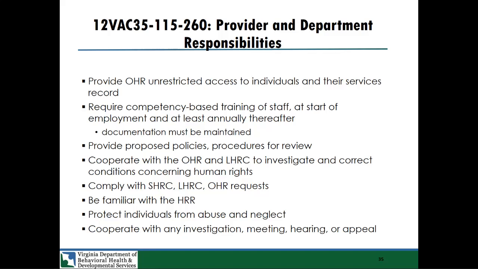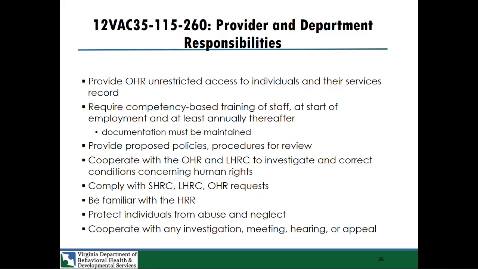Also, you'll see here on your screen, the regulations are documented as stipulating your responsibility to be familiar with the human rights regulations. So therefore, all providers should know where to get the regulations, and they should have general understanding of the regulations. We here at the Office of Human Rights are, of course, here to answer any questions and help provide technical assistance as it relates to your responsibilities in carrying out the regulations.